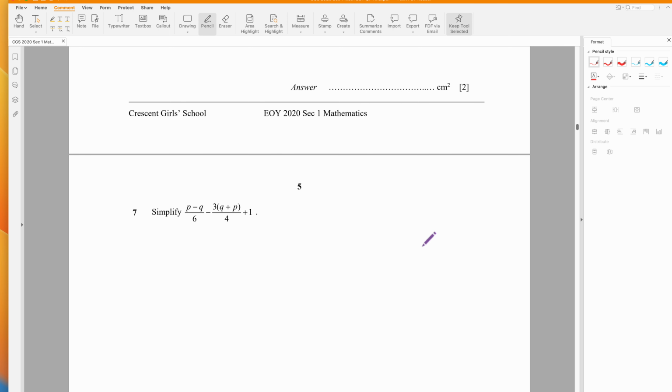Pick up 7. The next page. Got bracket, very good. Okay, open up, very good. Okay, looks good.